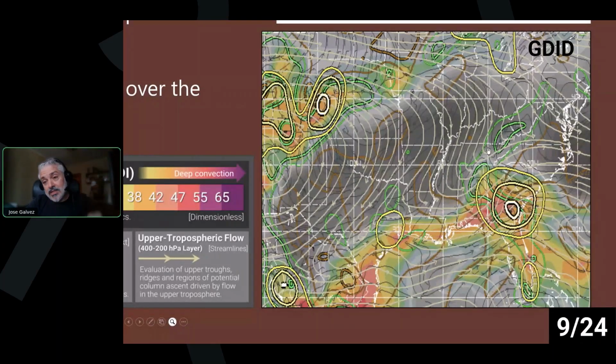Same here. In this case, this situation is the most ideal in this graphic because we have a lot of contours of low-level moisture convergence and the upper divergence. So in this case, I can see that the potential for strong deep convection is higher here.